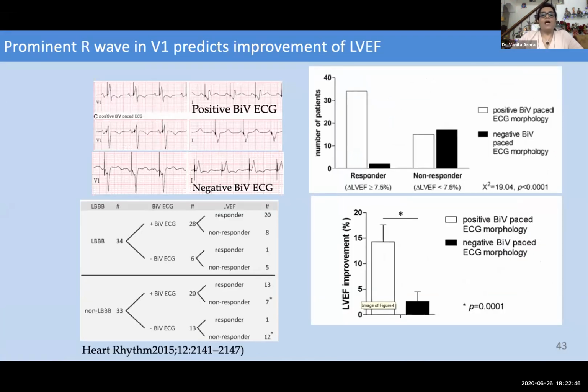The positive in lead V1, whether it is a completely positive or biphasic complex, is positively related to the responder rate. However, the negative in V1 results in non-responders. We have enough data to substantially support that.